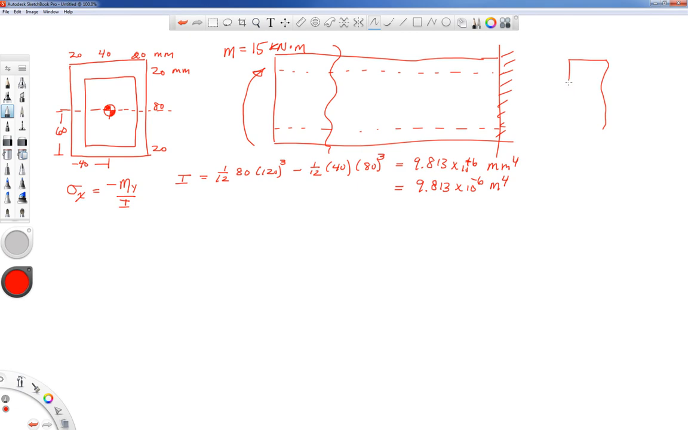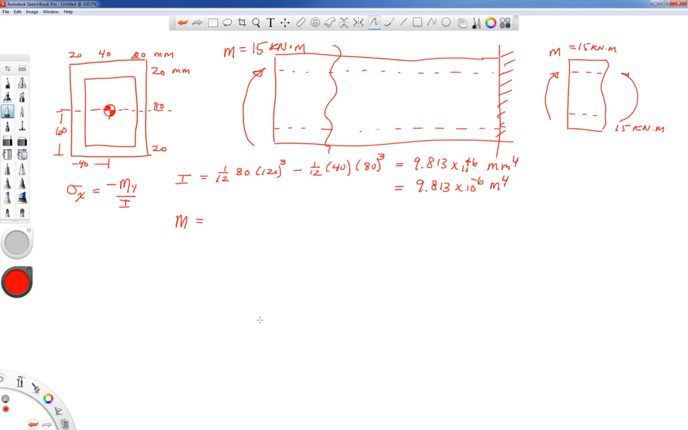Now, ordinarily, you may have to be told to find the bending moment at 3 feet from the left end or something like that, or 2 meters, whatever unit system you're working in. But in this case, it doesn't matter. By my free body diagram, I know if I have 15 kilonewton meters over on the left side, I'm going to have 15 kilonewton meters over on the right side to keep that in equilibrium.